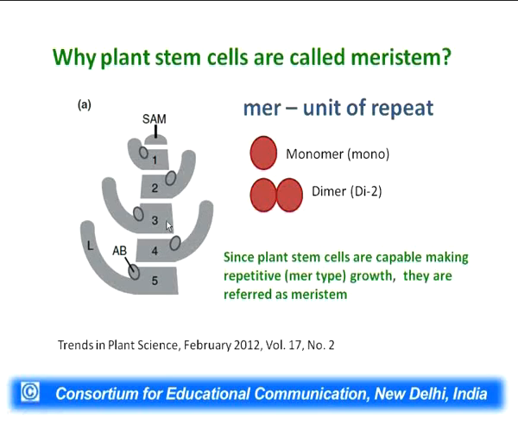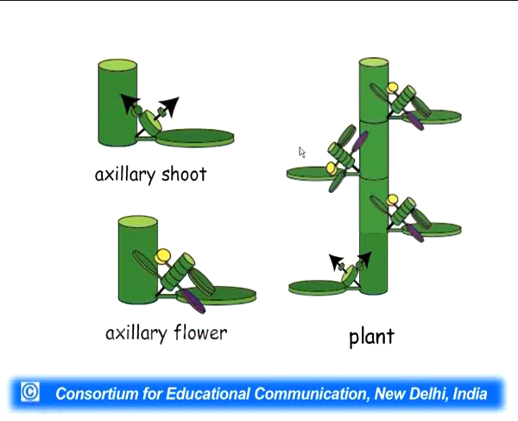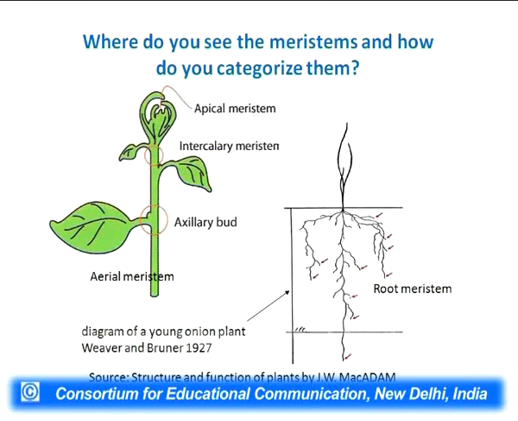So, the plant grows like a repetitive unit, and that is why this repeat or mer is used before stem, or meristem. This building unit is called a phytomer, and one phytomer consists of one stem and one lateral organ. It can be a very simple phytomer, as I have shown here, or a very complex phytomer which makes the whole plant. So, this combination of phytomers comes together and makes the whole plant.